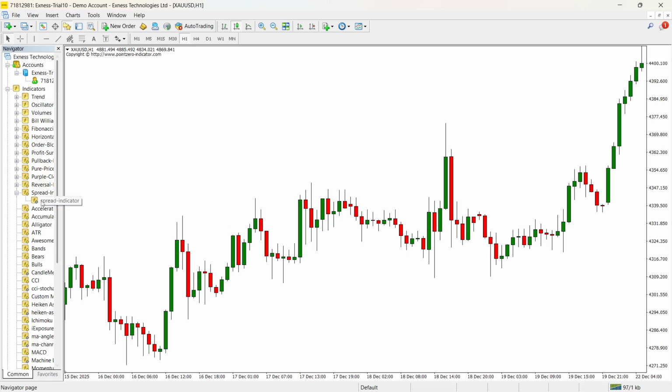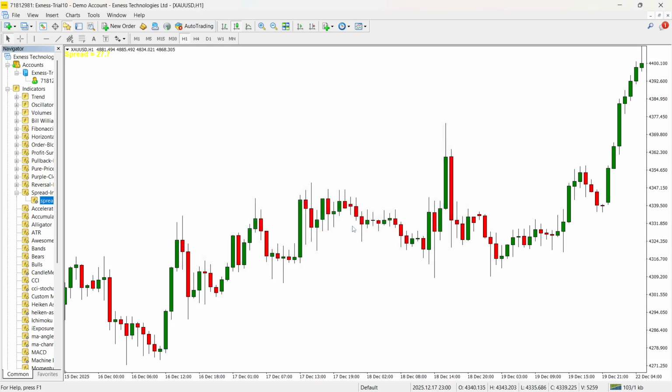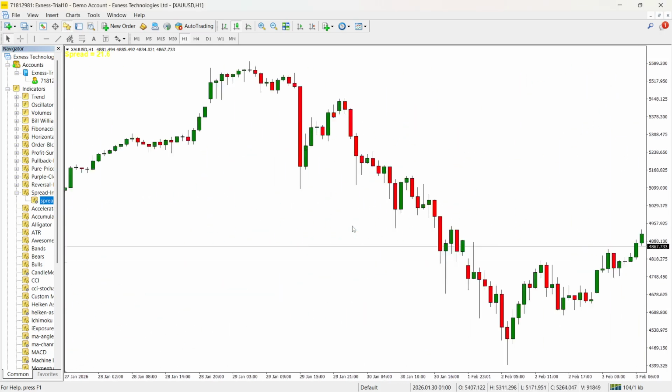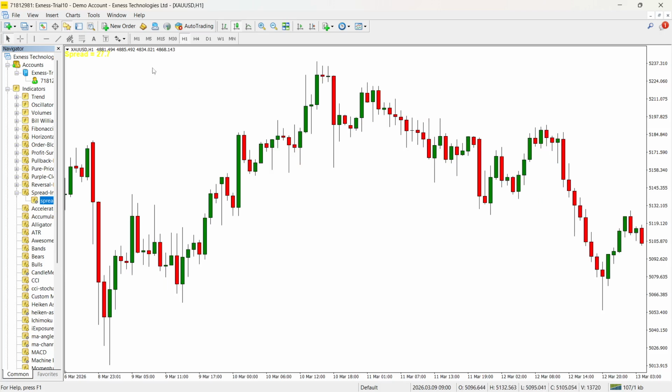At this point, I'll load the indicator on the chart so you can see how it looks in real time. Remember to allow the DLL imports. Alright, so we have it installed. If you look closely up here, you can see it in yellow.